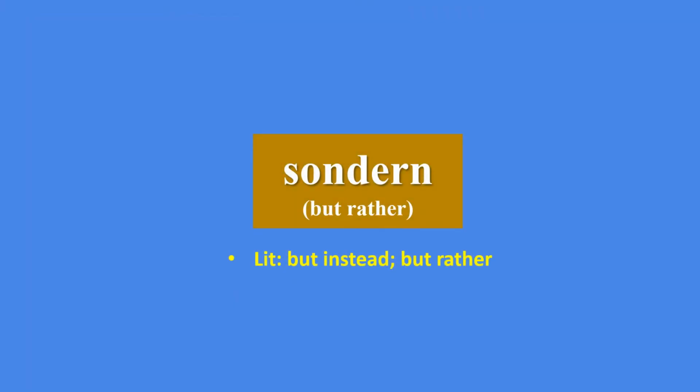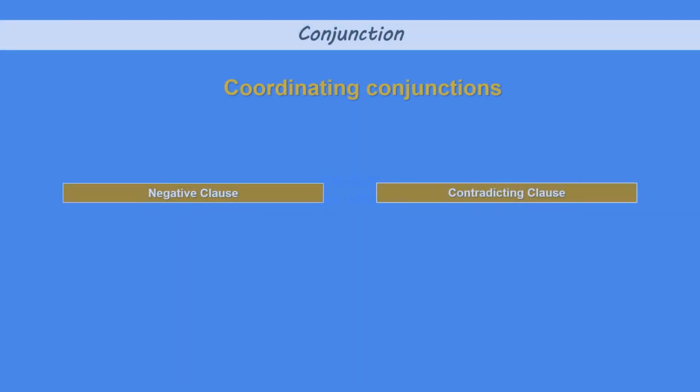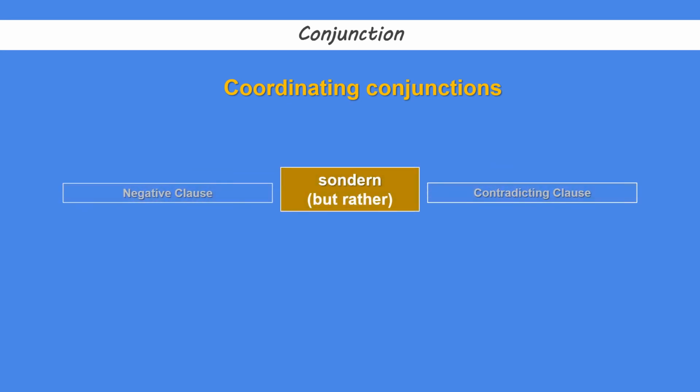Sondern. Could be translated more literally as but instead or but rather. It is used in a sentence which either contradicting or negating what the first clause says, and the first clause is usually negative. Please note that a comma will be used before the conjunction. Sondern.